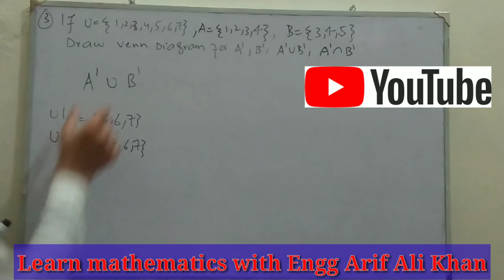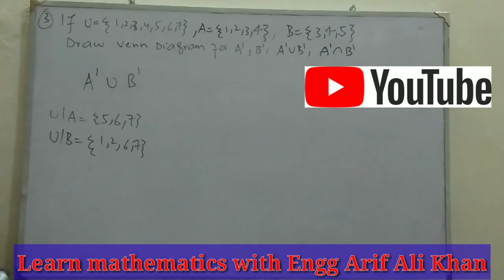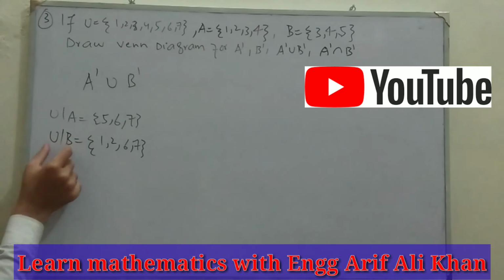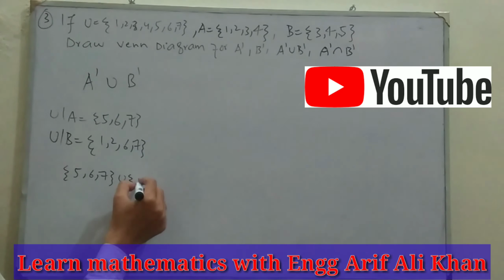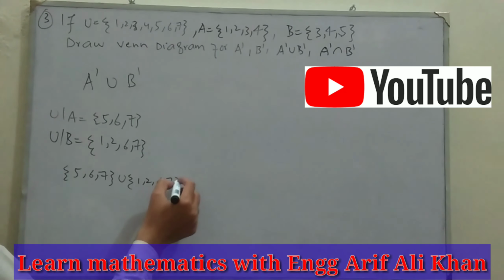Now we are going to find A complement union B complement. So putting in the values of A complement and B complement, we find the union of these two sets. So 5, 6, 7 union B complement, which is 1, 2, 6 and 7. Union is all the elements that participate in these two sets.